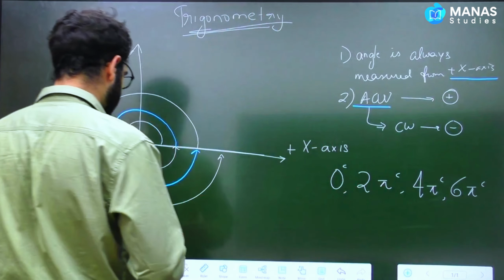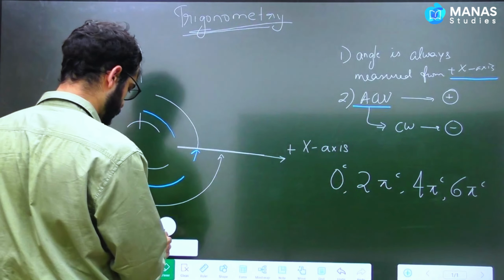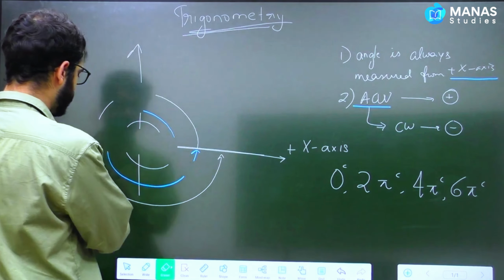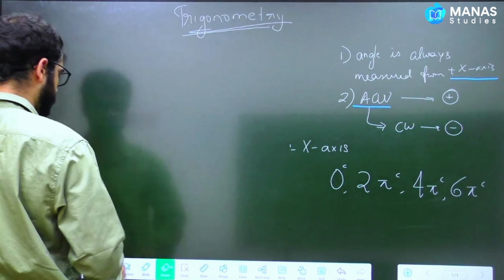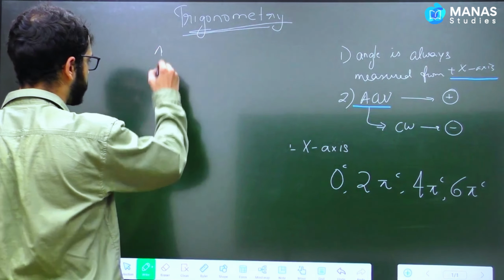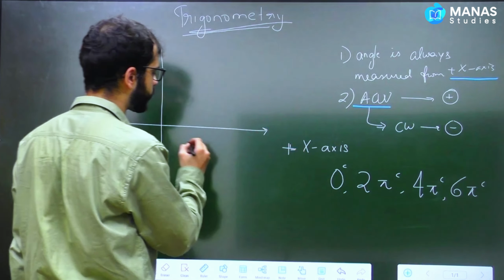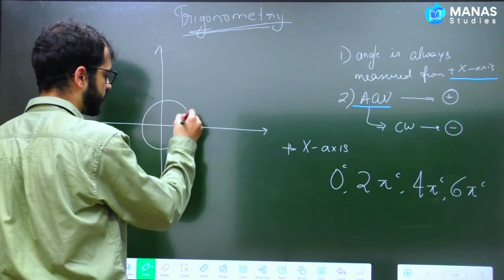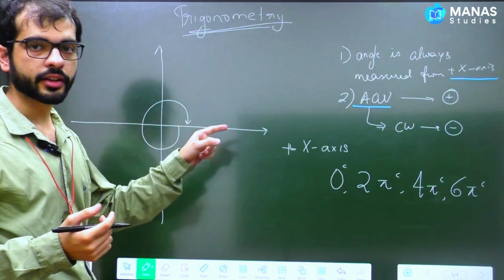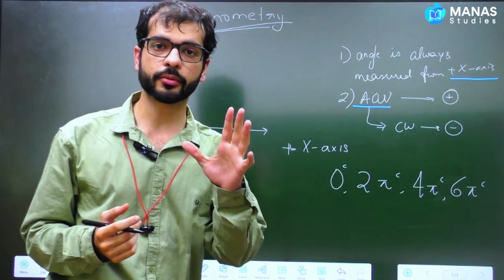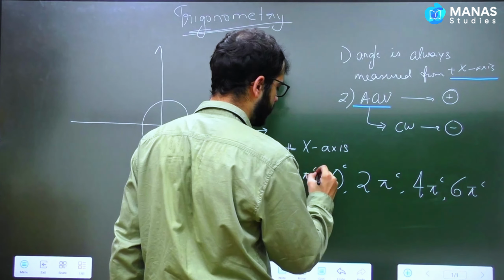And what happens if instead of moving in anti-clockwise direction from positive x-axis, I decide to move in the opposite, that is clockwise direction? This is my positive x-axis and I am going to move in the clockwise direction. If I move like this, what is the angle measure going to be? The angle is 2 pi, but because I moved in clockwise direction, I'm going to call it minus 2 pi radians.